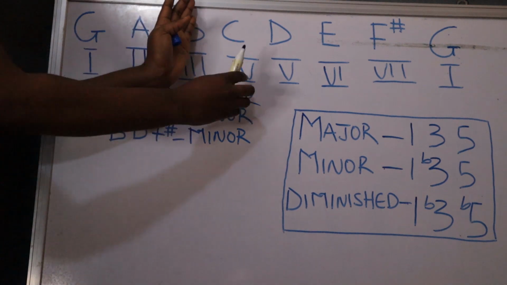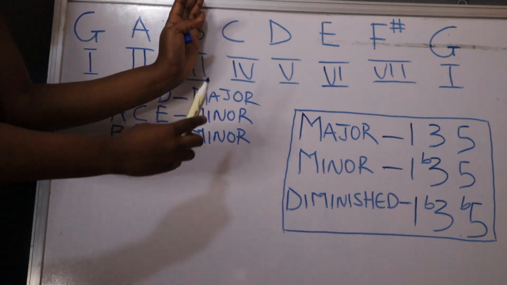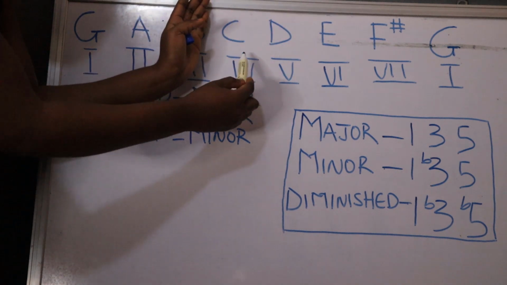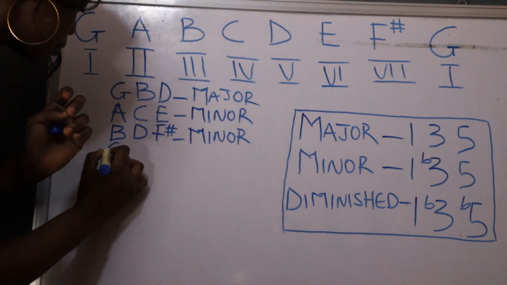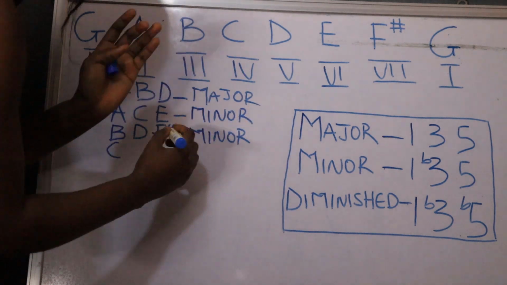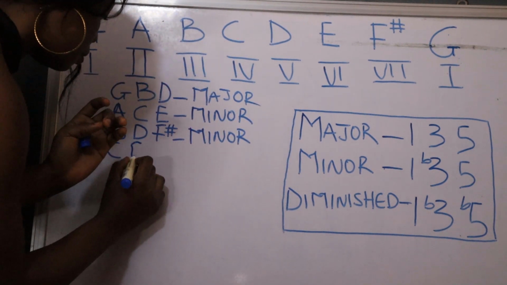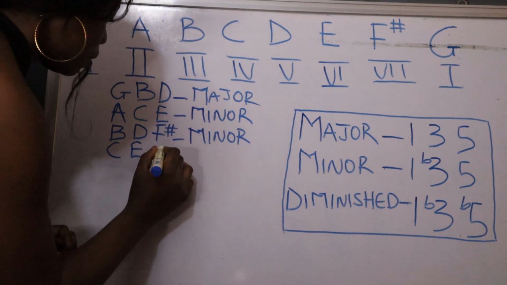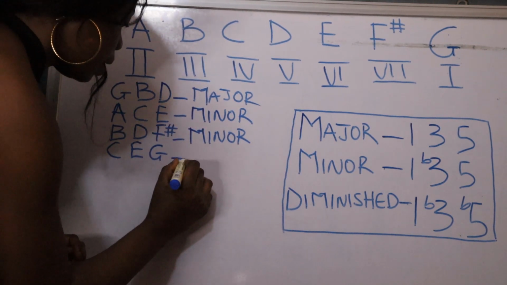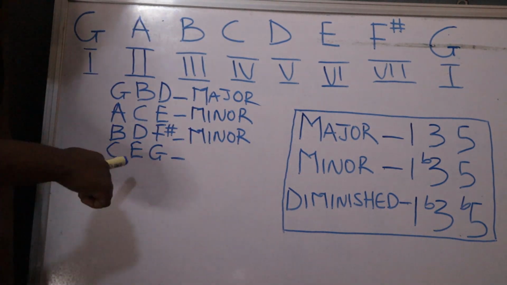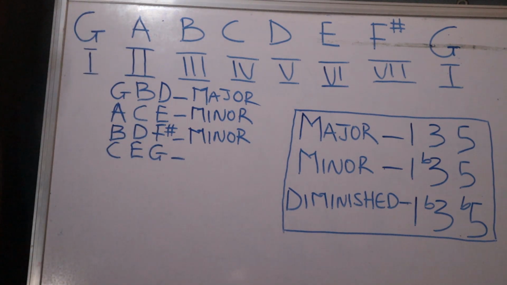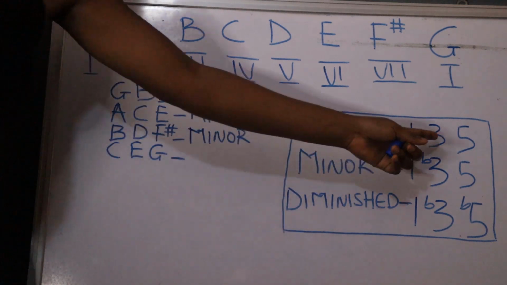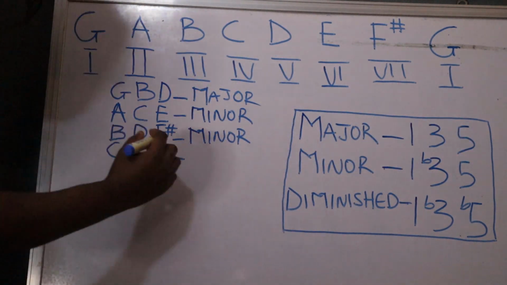Now the fourth is the C. We'll treat C like the root note. We'll make C our 1, just like we did previously. C, 1, 2, 3, E, 1, 2, 3, 4, 5, G. I told you before that G is the only scale that doesn't have any sharp or flat. So we know that this will be a pure 1, 3, 5, and this would be major.